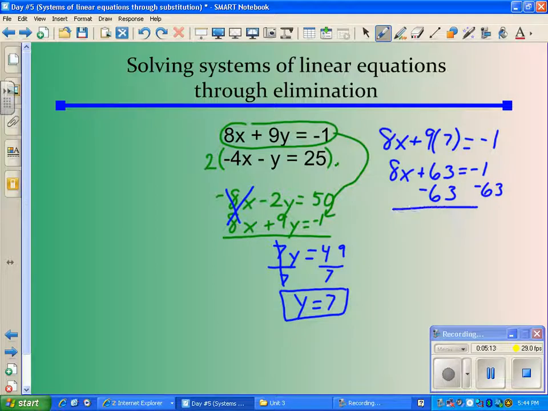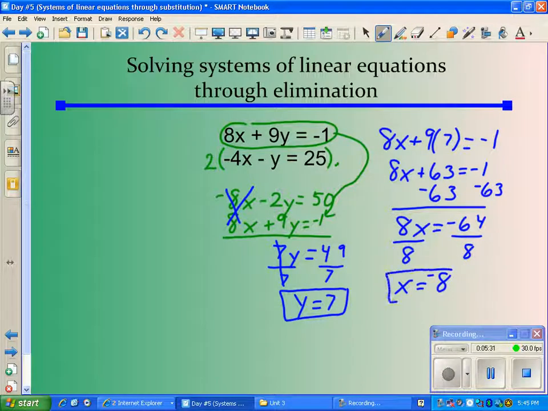So 8x equals, well, negative 64. Last step is to divide by 8. And 64 divided by 8 is 8, and a negative divided by a positive is a negative. So we have our x and our y values. Once again, our last step is to put it into a coordinate pair, because this is the point where they cross. So negative 8, 7 is our solution.